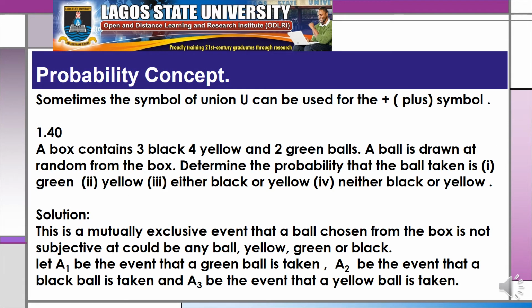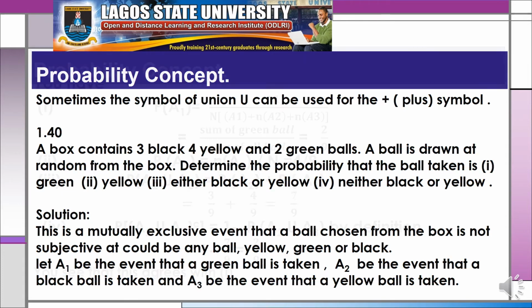Sometimes the symbol of union can be interchanged for plus. Example: a box contains 3 black, 4 yellow and 2 green balls. A ball is drawn at random from the box. Determine the probability that the first ball taken is green, the second is yellow, the third one either black or yellow, the fourth neither black nor yellow.